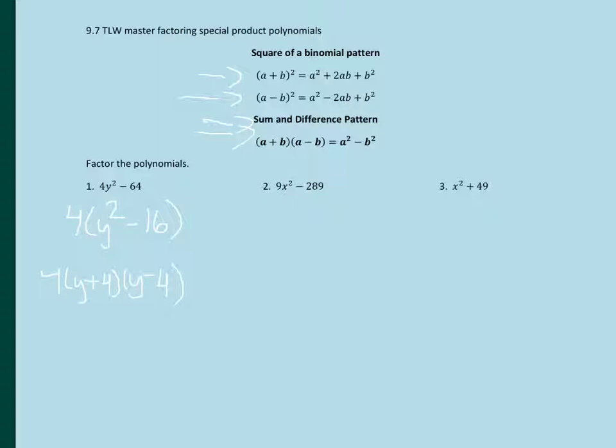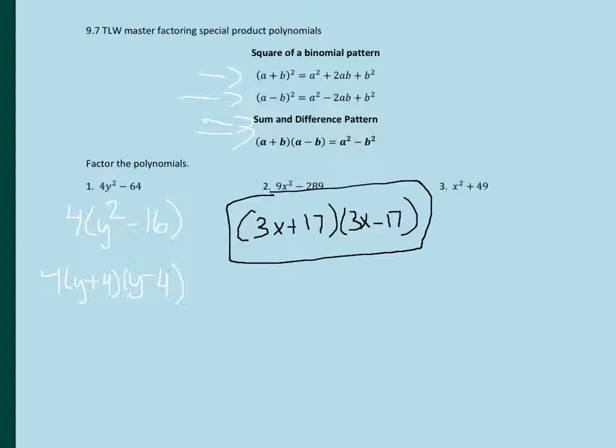First thing I would check is, can I factor out the 9? But the answer to that's no. But I know 9's a perfect square. I know 289's a perfect square. So it's the difference of two perfect squares. So what's the square root of 9x squared? 3x. So 3x plus the square root of 289, 17, 3x minus 17. See, guys, this is why I'm telling you, you need to recognize perfect squares.